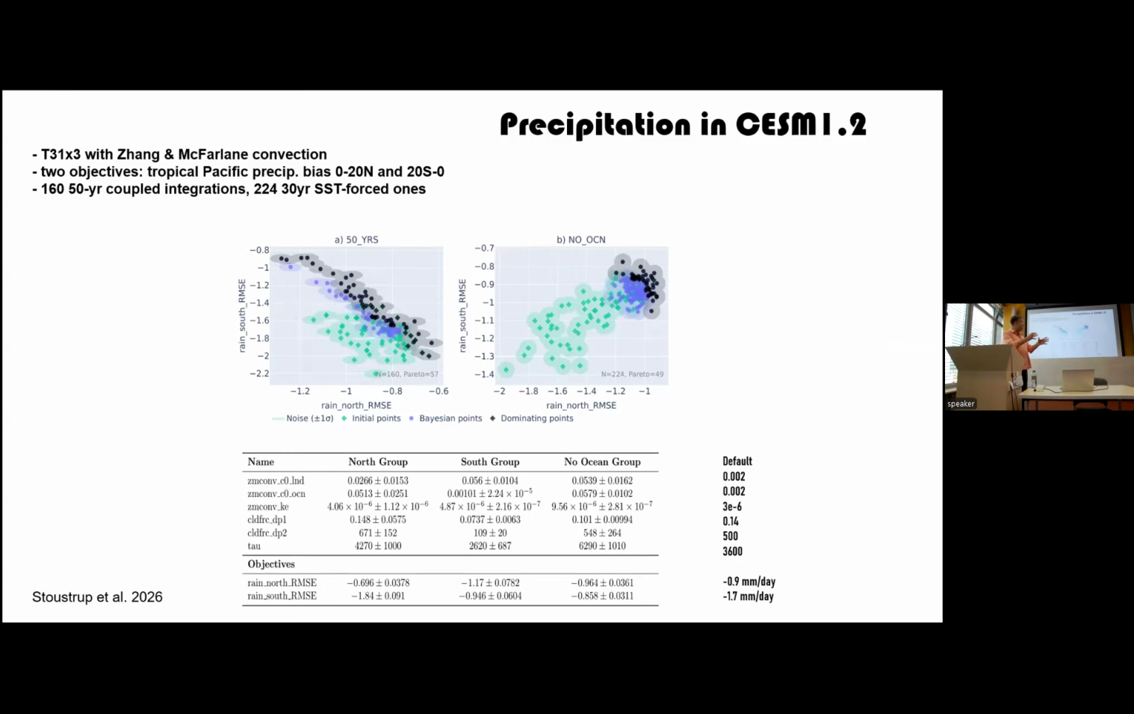Yeah, you have to deal with the different interfaces between Fortran and Python. But this works now. So what we're trying to do here is to improve the precipitation in the coupled CSM 1.2. It's one of the standard climate models that is used for the IPCC reports.